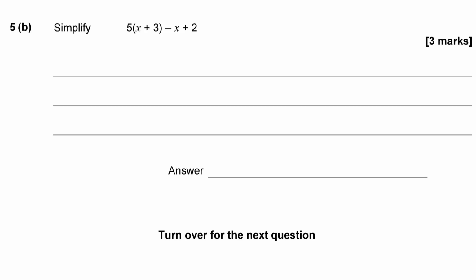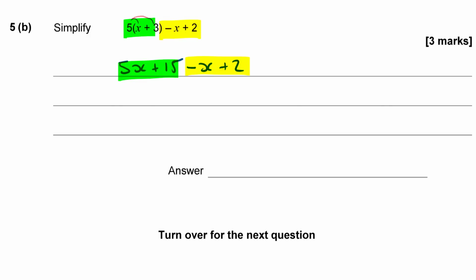5b says simplify 5 open brackets x plus 3, close brackets, minus x plus 2. Okay, so I'm going to multiply out this bracket. When I do, I'm going to multiply everything inside the bracket with the 5. So first I'm going to multiply the x by 5, and then I'm going to multiply the 3 by 5. So that's going to give me 5x plus 5 times 3 is 15. Okay, now I've still got my minus x plus 2 that we had up here. It's still going to be on the end here, isn't it? And this gives me this bit here.